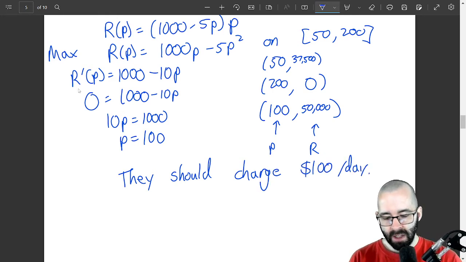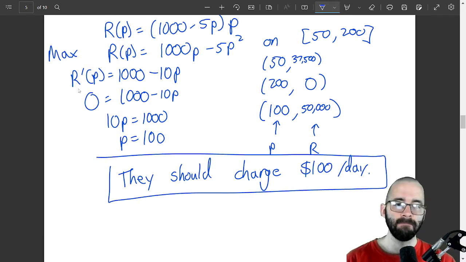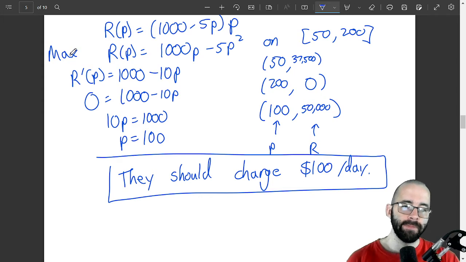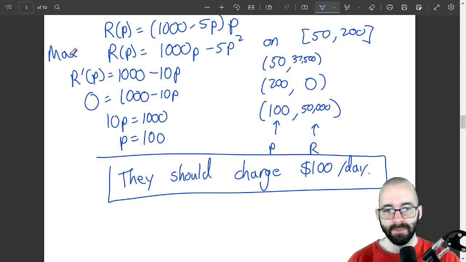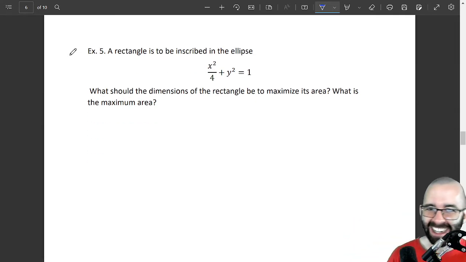For a rental car. That would give them a revenue of $50,000 every day. All right, here we go. Well, that problem was a little better than the last one.